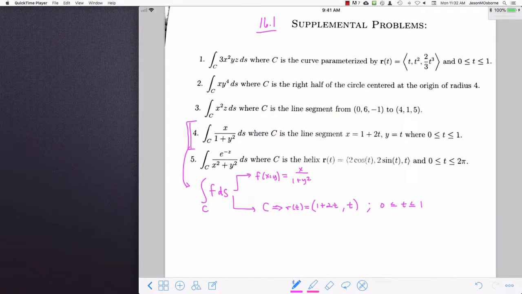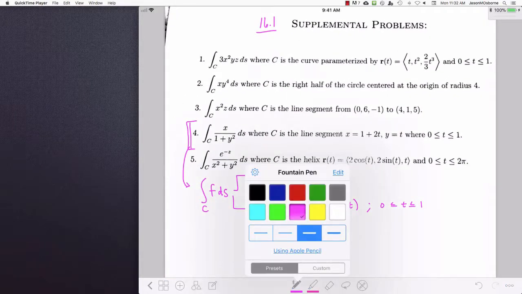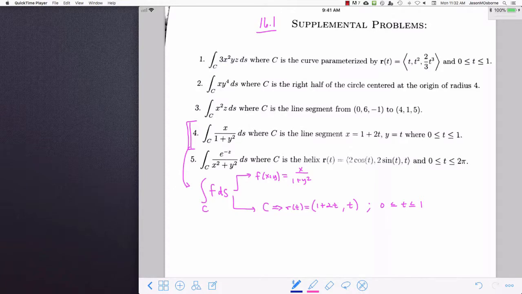So what we're asked to do in this problem is to do the arc length integral. We're integrating from time t equals 0 to time t equals 1. We're integrating along this line segment. We need to find the scalar function along the curve, and then we need to multiply that by the magnitude of the velocity and integrate with respect to t. So we're integrating from time t equals 0 to time t equals 1.